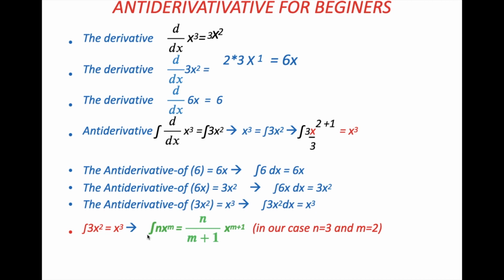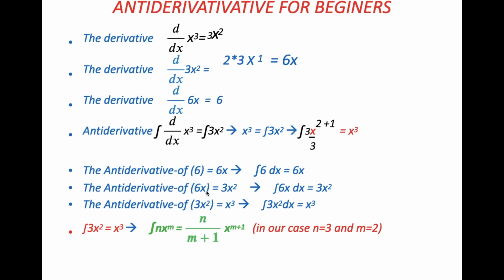This is the formula to find the antiderivative. So the antiderivative of n times x to the power of m is equal to n over m plus 1, times x to the power of m plus 1. In our case, n is equal to 3, and m is equal to 2. So n is the number multiplied by the x, and m is the power of x.